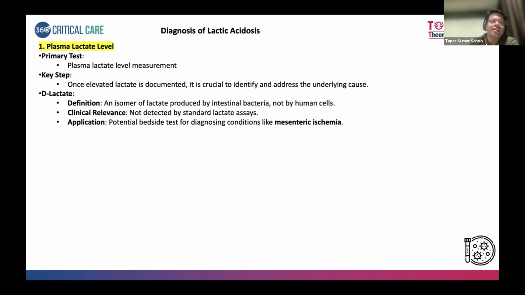And the clinical relevance, you need to remember that this is not detected by the standard lactate assays that we do in our bedside test. And this would be one of the potential bedside tests for diagnosing conditions like mesenteric ischemia. So in mesenteric ischemia, it would be the intestinal bacteria that are actually releasing this form of lactate, that is D-lactate. So this would be more significant: if you are getting the D-lactate form, it would be signifying more towards the intestinal problem or mesenteric ischemia.